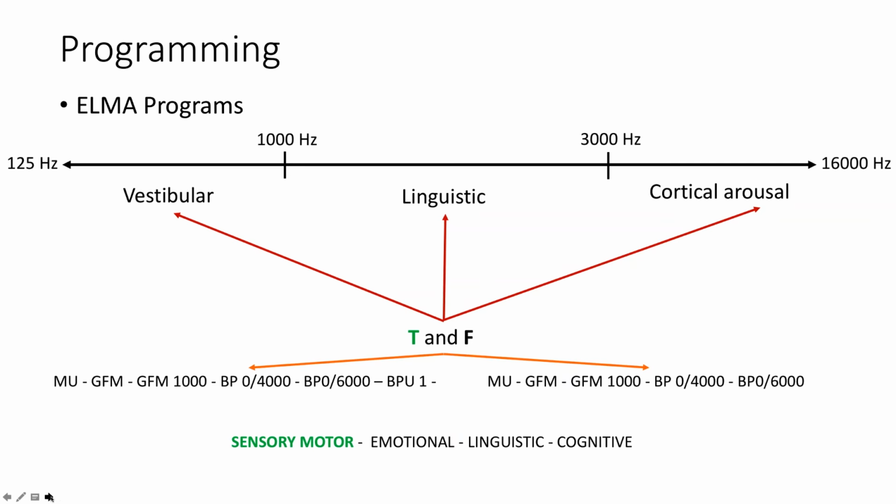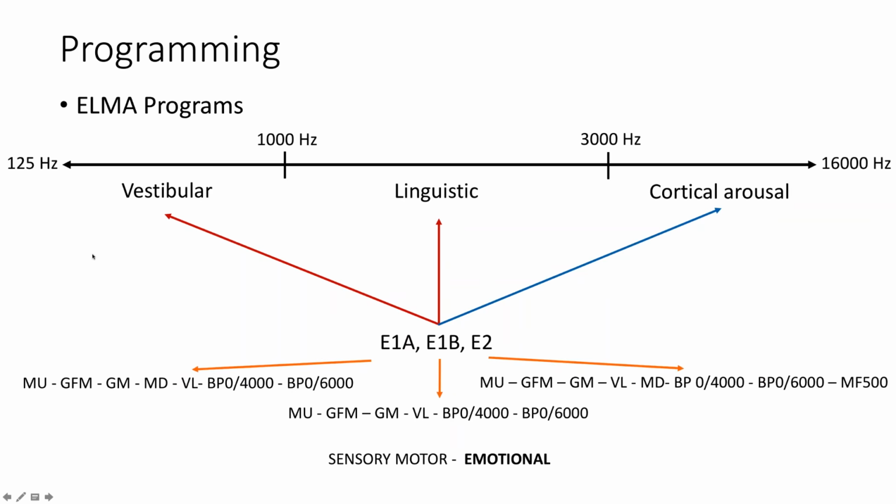So after the T or the F program, or the T and F program in function, we have the emotional programs. Okay, so the emotional programs work more on the vestibular, more on the linguistic also, and not much on the cortical part. Because you see, even if they cover globally, they're still global programs. But with the VL and the MD, they aim more on the vestibular and the second area, the linguistic area, even if they work also globally. So they're more intended for emotional problematics, as you all know.